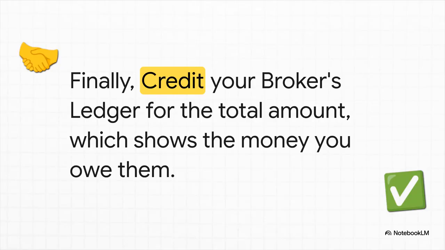And to finish it off, we do 1 credit to our broker's ledger for the total amount of the transaction. This credit just shows that we have a liability. We owe our broker money for making the trade. Now our debits equal our credits, and the whole entry is perfectly balanced.